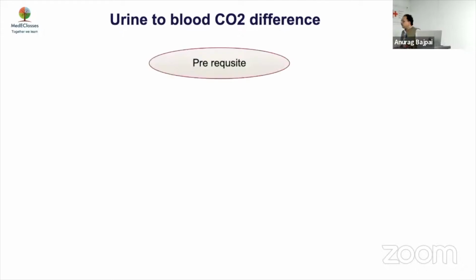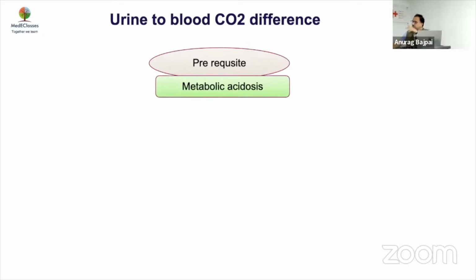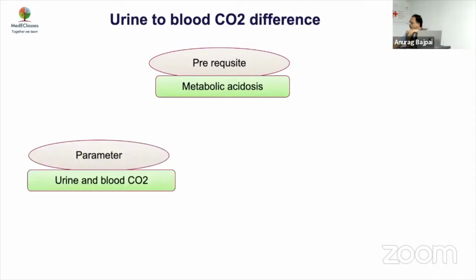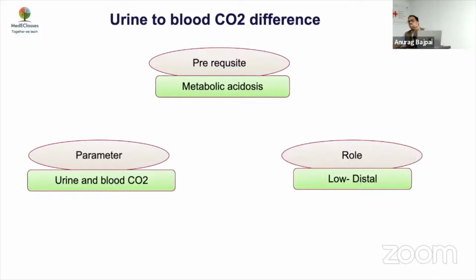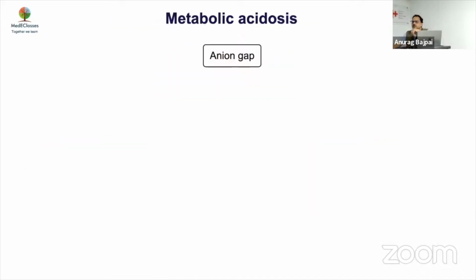So urine to blood CO2 difference, as discussed, should be done during metabolic acidosis, not once you have corrected. Fractional excretion of bicarbonate is done after you have corrected, and this is before you have corrected. Very importantly, you will measure both urine and blood CO2. If it is low, which means you are not able to push out the acid, it's a distal RTA. If it's high, it is proximal RTA. So if you have a hyperchloremic metabolic acidosis, which has a normal blood anion gap and a positive urinary anion gap, you then look at urine to blood CO2 difference. If it's high, it is proximal. If it is low, it is distal.